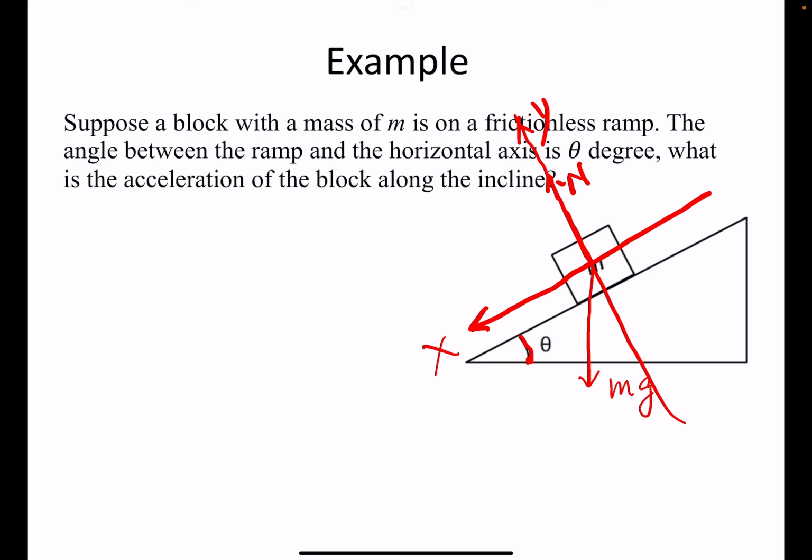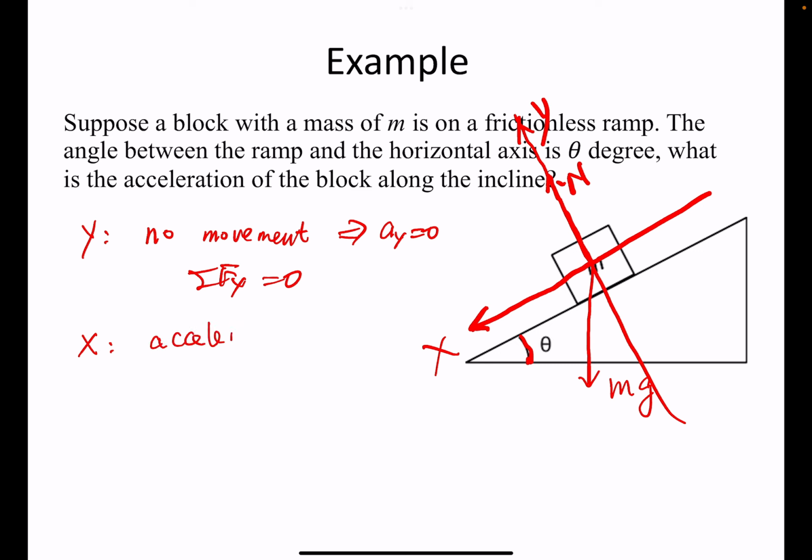Is there any movement in the y direction? No. So in the y direction, no movement. ay is 0. Net force in the y direction is 0. In the x direction, it's accelerating, right? So ax is not 0. Net force in x is not 0. So we need to find out what this net force in the x direction is.